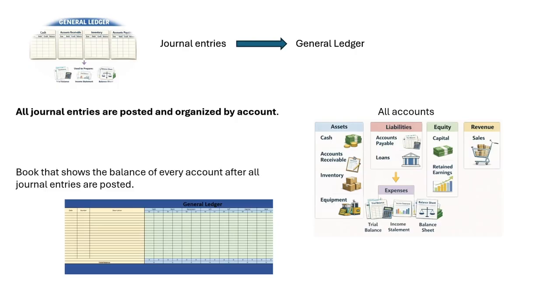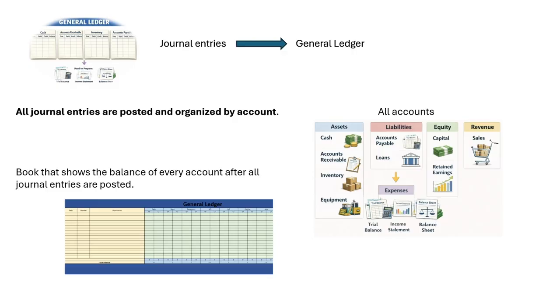For example, we will have a separate ledger account for cash, accounts receivable, inventory, and all other accounts used by the business. Inside each account, we can see the debit, credit, and running balance for that account. The general ledger shows the balance of every account after all journal entries are posted. This allows us to clearly see how each transaction affected individual accounts. Once the general ledger is complete, it becomes the foundation for preparing financial reports. From the general ledger, we prepare the trial balance, income statement, balance sheet, and other reports and statements.